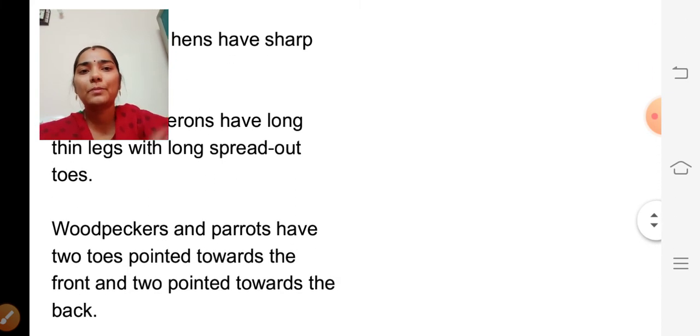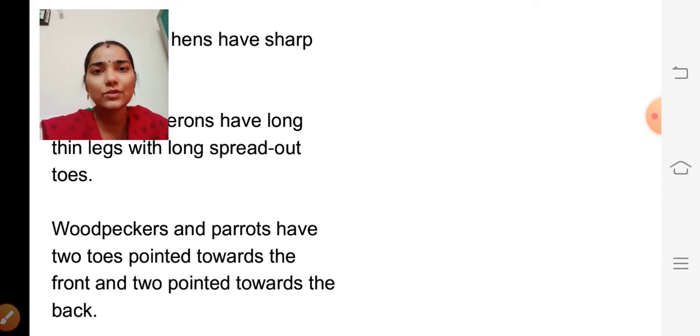The next one is woodpeckers. Woodpeckers and parrots have 2 toes pointed towards the front and 2 pointed towards the back. So these two birds have the same feet, isn't it?